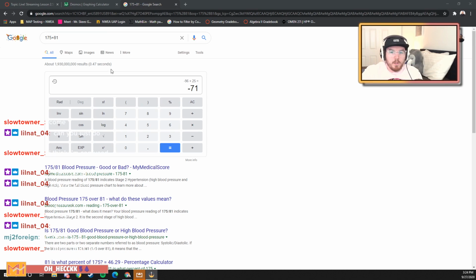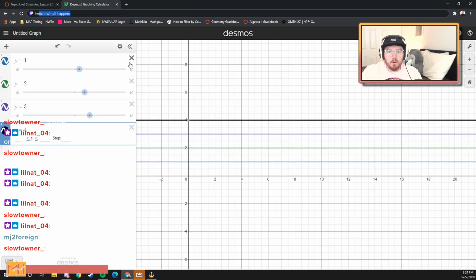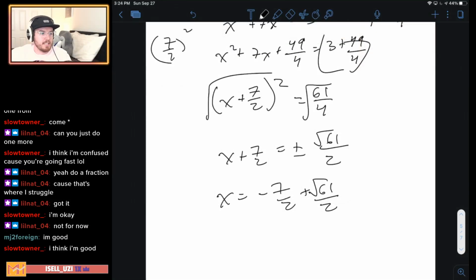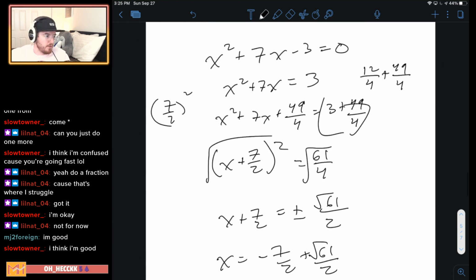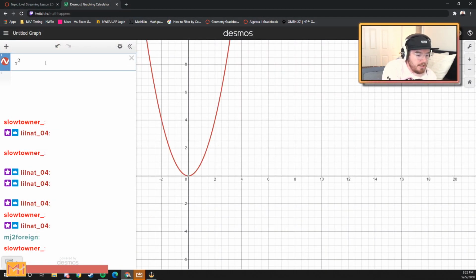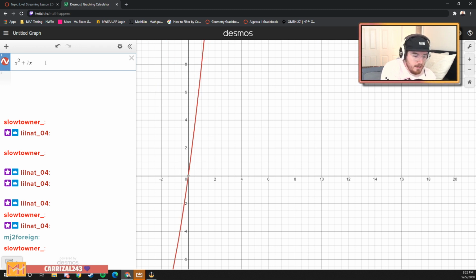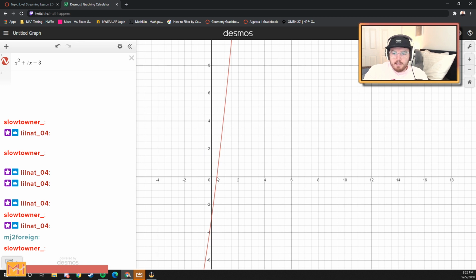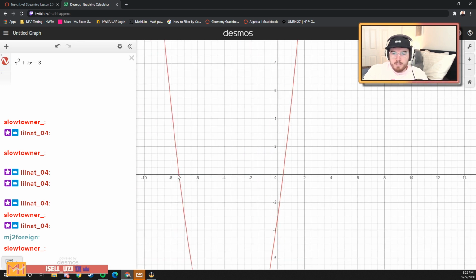It's probably worth saying, right? We can always check our answers with Desmos. I can't check that one because it was imaginary, but the one before it was this messy answer here. Let's check that one just for grins together if you're still with me here. x squared plus 7x minus 3. And we get these two messy decimals, right?